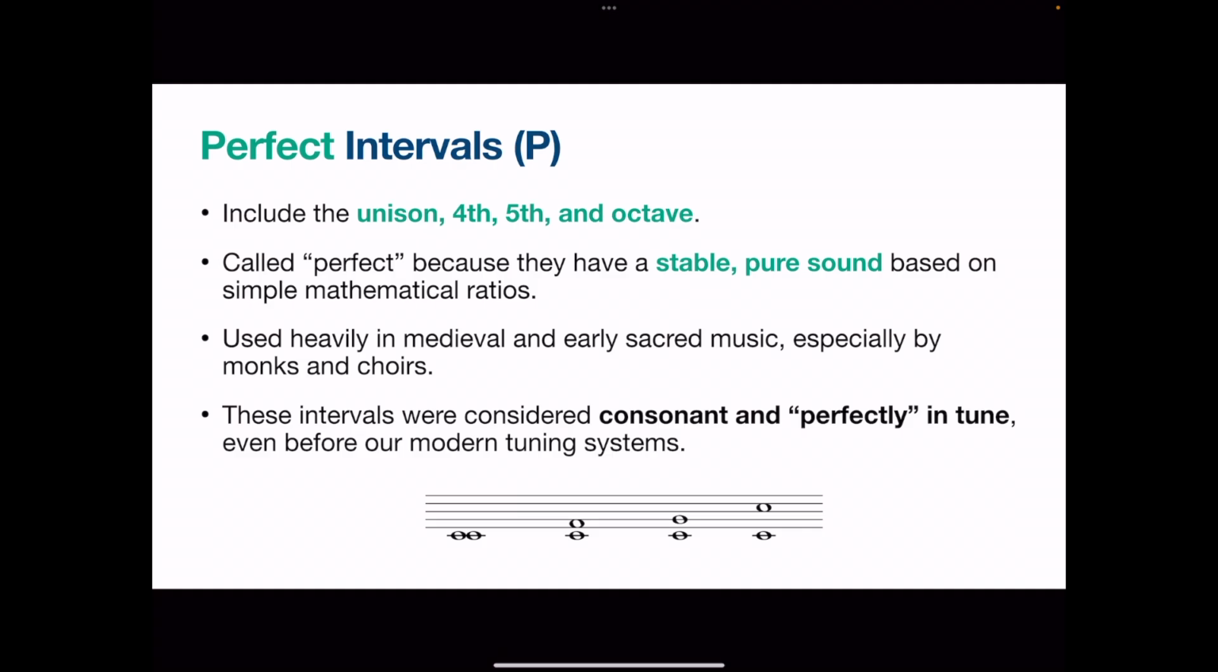Okay, now we're going to talk about perfect intervals. Perfect intervals include the unison, fourth, fifth, and octave. And these are called perfect because they have a stable, pure sound based on simple mathematical ratios. So unison, of course, you don't really have to explain because if you're playing C and there's another piano also playing C, it's going to be the same frequency, right? So that's as stable as a sound can get.